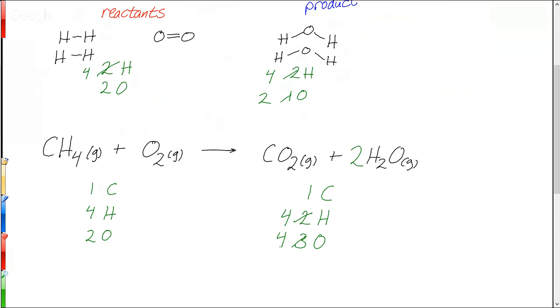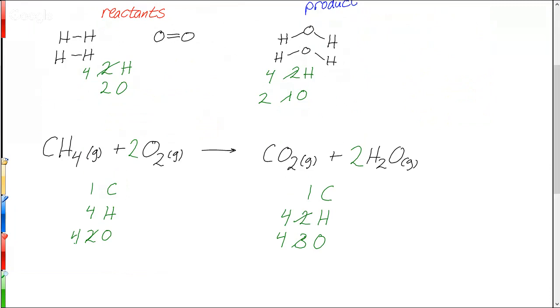We got 2 on the left and 4 on the right. So we need to change the coefficient on the left to get 4. So how are we going to do that? Add the 2 right on the oxygen. And then we recorrect this as 4. And now everything's in balance.